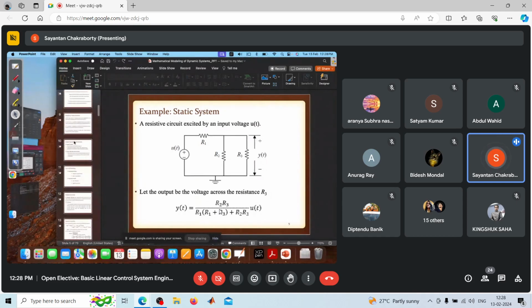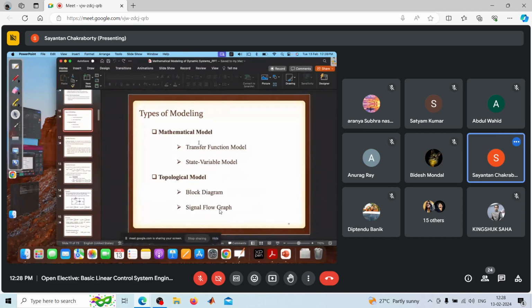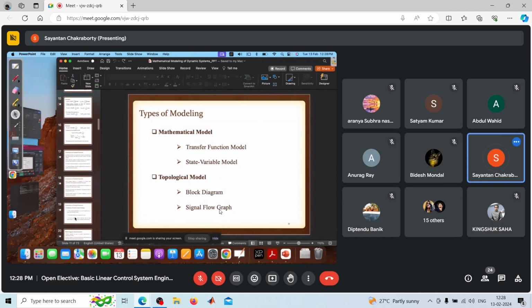Then we come back to the block diagram representation. So, in modeling, we have just given introduction to the transfer function model. Now I'll come to the block diagram because that is very much related, the transfer function and the block diagram.